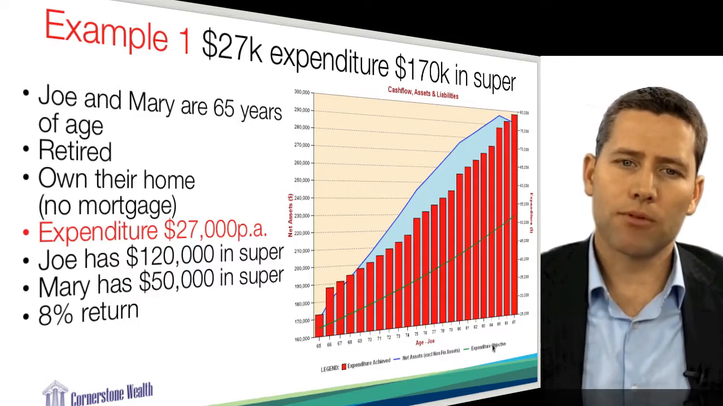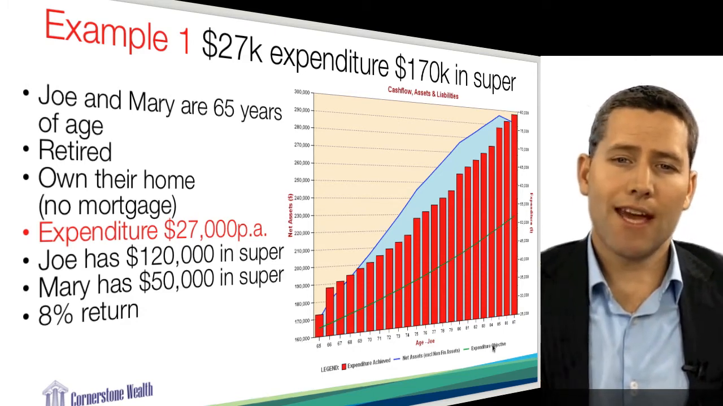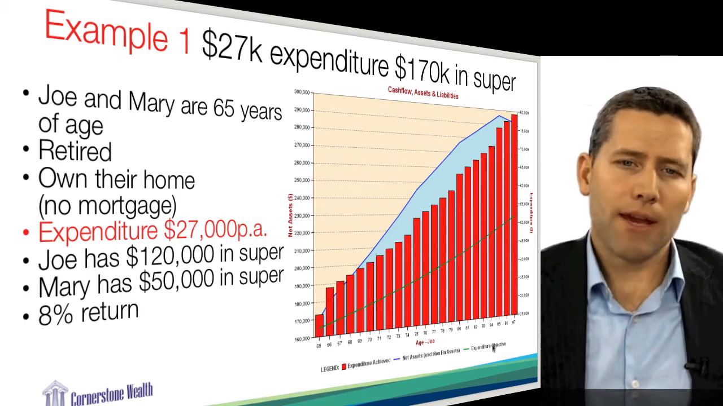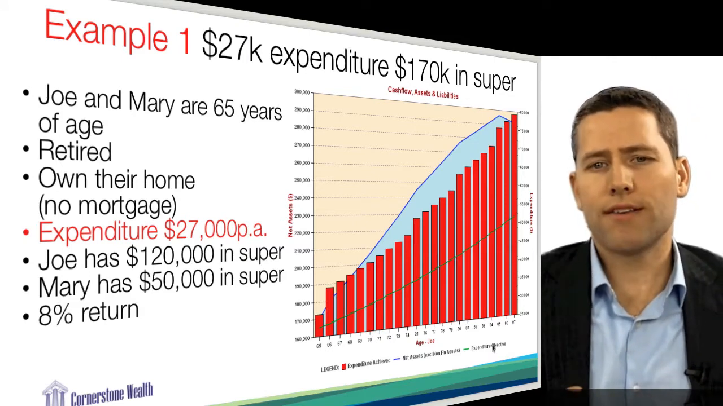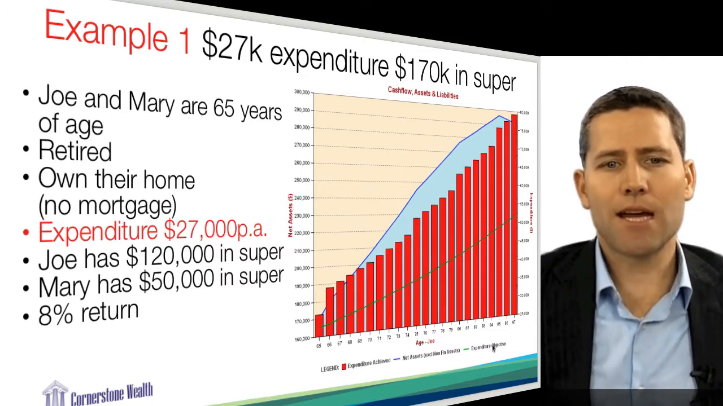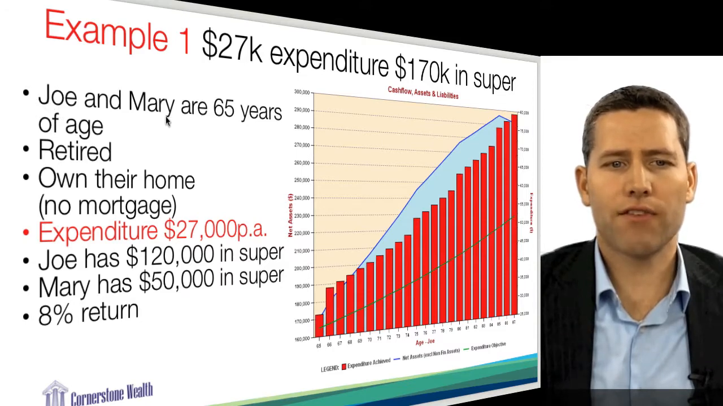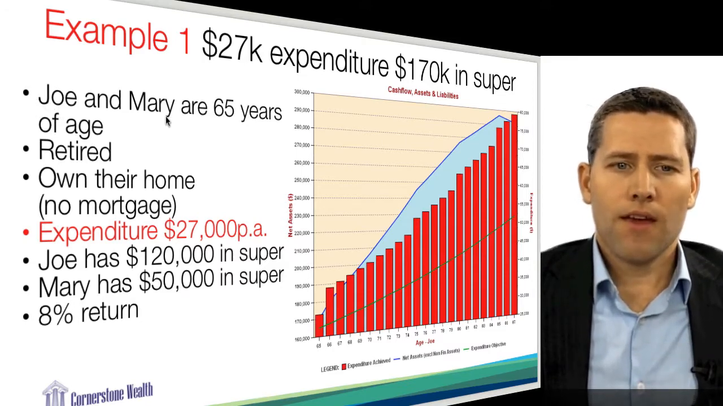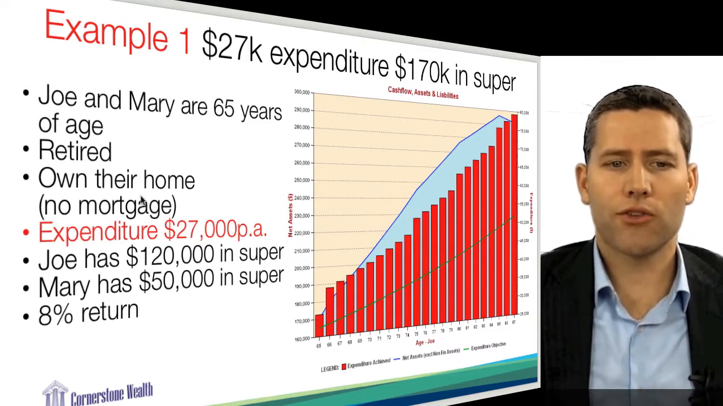Now let's look at an example of how your expenditure requirements and the assets that you have impact your particular scenario, and give you a gauge of what your retirement outcomes might be. I've just got an example here of Joe and Mary, who are 65 years of age. They're retired and they fully own their home. They have no mortgage on their home.